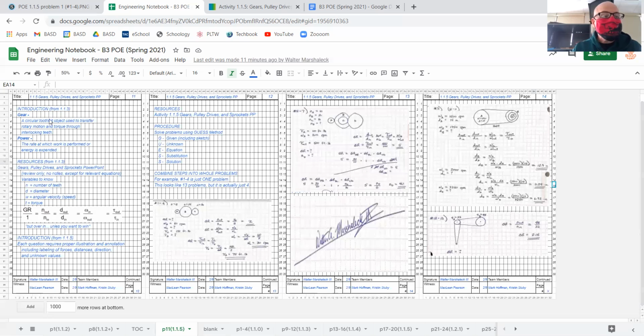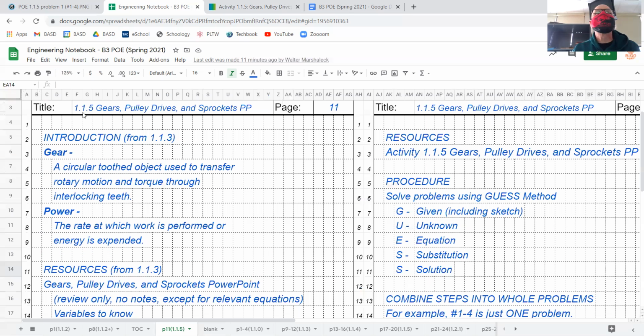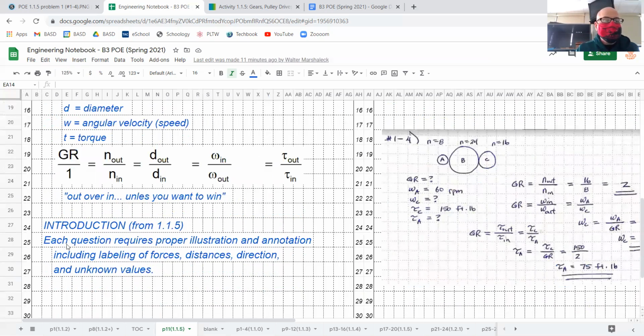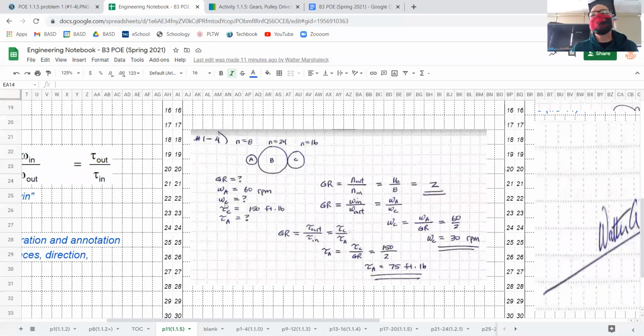Okay, so if I zoom back out of this and zoom back even more, these are all the notes from the previous assignment 1.1.3 and the equation that we just discussed. I know you can't really read that because it's zoomed out so much, but underneath that equation is the actual introduction that goes with 1.1.5. You can look at that for yourself. I'm not going to spend a lot of time doing that.